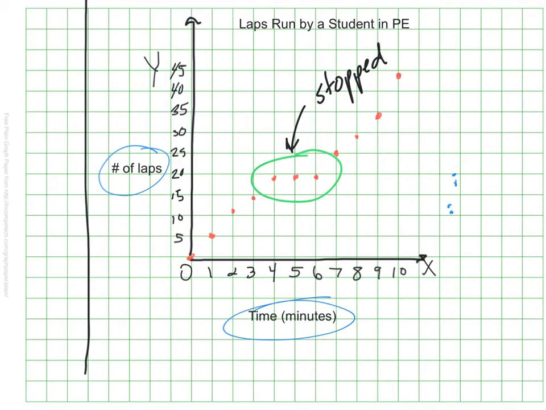Now, we don't know why that occurred, right? Maybe she needed a break, maybe she was tying her shoe, maybe she stopped for water. We don't know the reason, but we can see the event. The event is that she stopped.